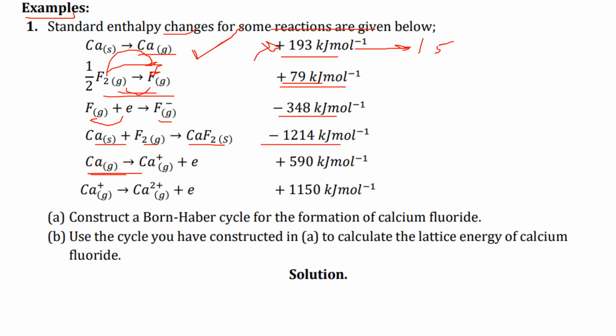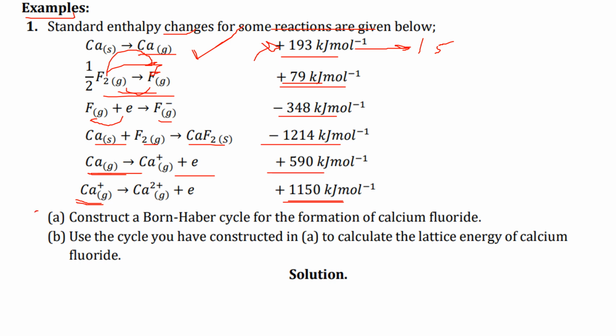Now, ionization of a calcium atom, or removal of an electron from a gaseous atom of calcium, is what we call the ionization energy of calcium, and here it's positive 590 kilojoules per mole. Removal of the second electron from an already positively charged gaseous ion of calcium is what we call the second ionization energy of calcium.